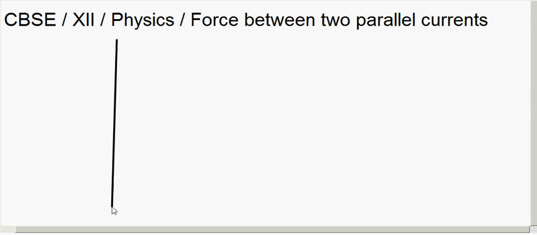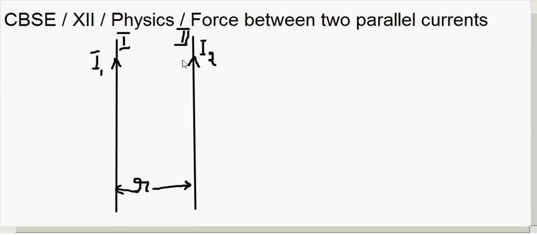Now what we were discussing is we had two parallel conductors which are separated by distance r, and both the conductors were carrying a current, I1 and I2. We have taken the first current as the first conductor and then the second conductor.